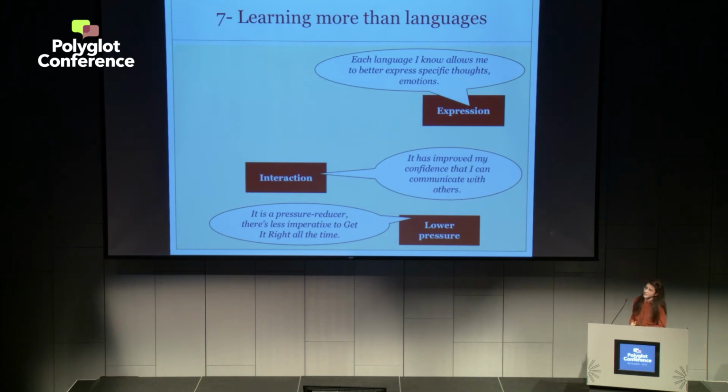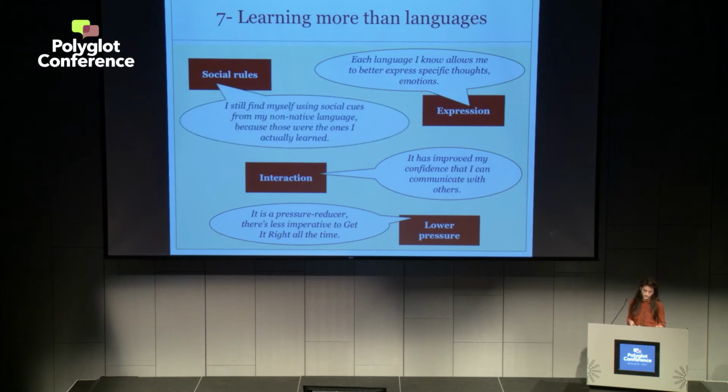Another thing is that it helped them with their ability to interact with others. For example, "It has improved my confidence that I can communicate with others." And again, that's really interesting, because a problem often reported by people with autism is that they really struggle to interact with other people. And it was really interesting to see that they reported that bilingualism helped them with that problem.